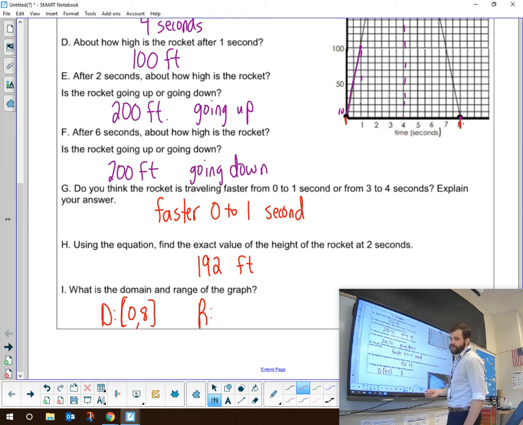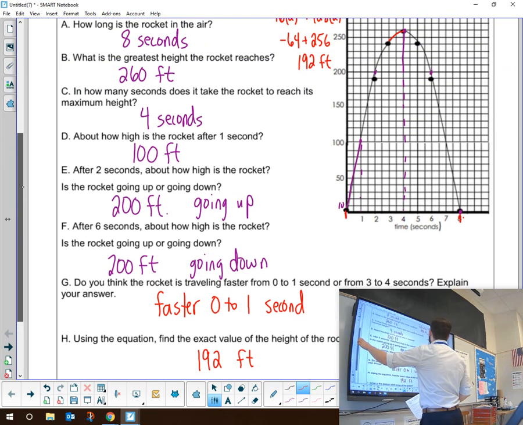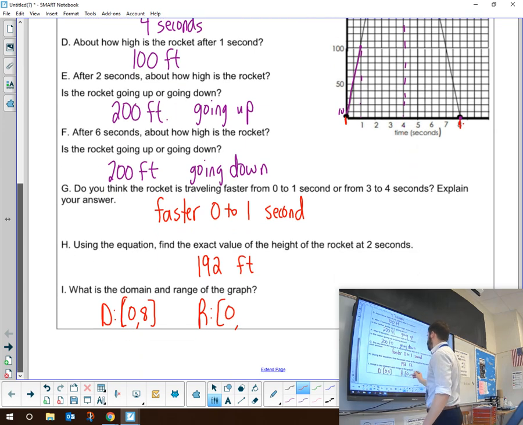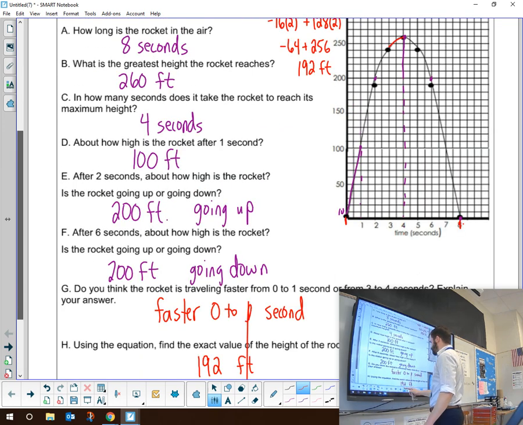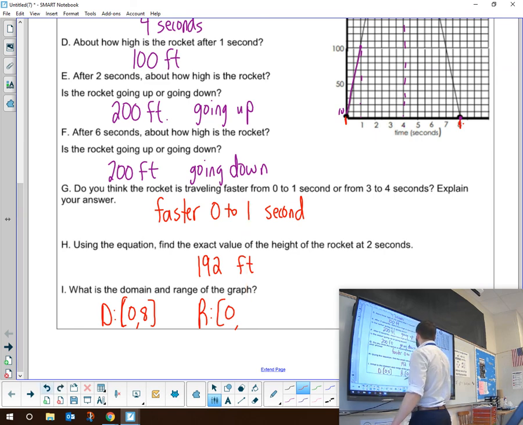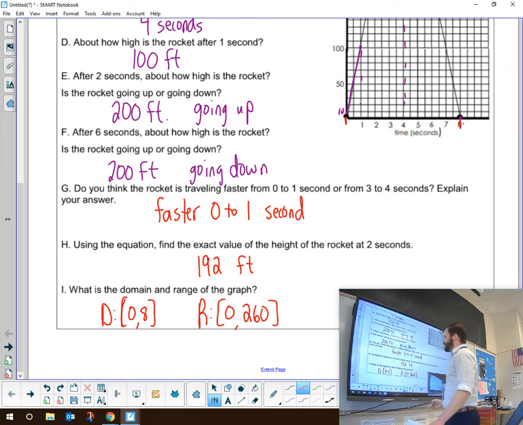Now my range, that obviously is going to have a very specific thing. We start at 0 feet. My rocket doesn't burrow into the earth. And we go to the highest point that my rocket goes to. And the highest point my rocket goes to is about 260 feet. So my range is going to be 0 to 260 feet. All right. So 0 seconds to 8 seconds, 0 to 260.